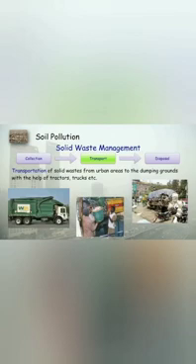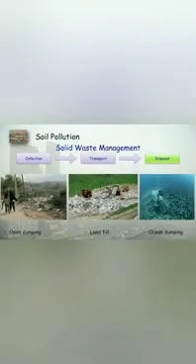What about transportation? For transportation, we need highly equipped trucks. Then there are many workers who work on these things. It is important for the safety of the workers that they use hand gloves as well as masks, because it is hazardous work.